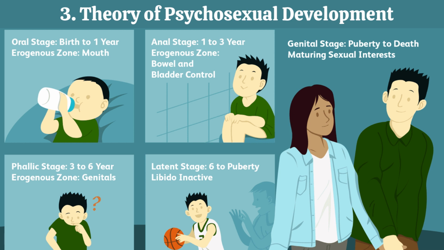The oral stage happens from birth to the first year of life, that is from birth to age 1. And at this point, the erogenous zone is the mouth. The primary focus of pleasure is on the mouth, lips, and tongue. Infants derive pleasure from sucking, biting, and chewing. So, the mouth represents the first sex organ for providing pleasure to the child.